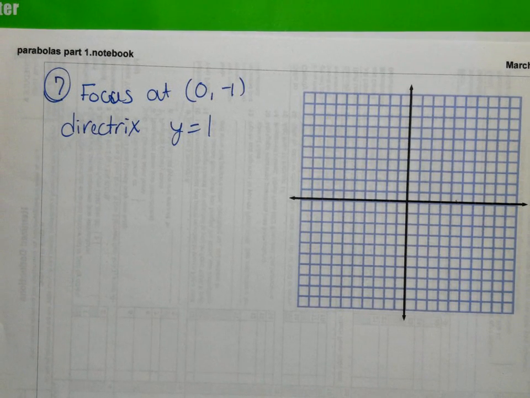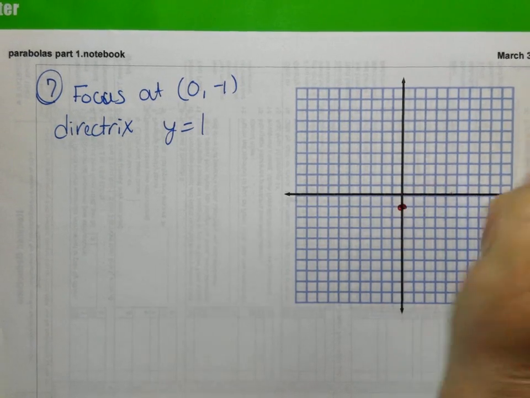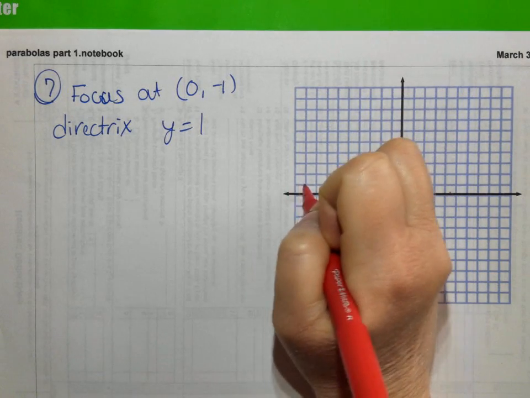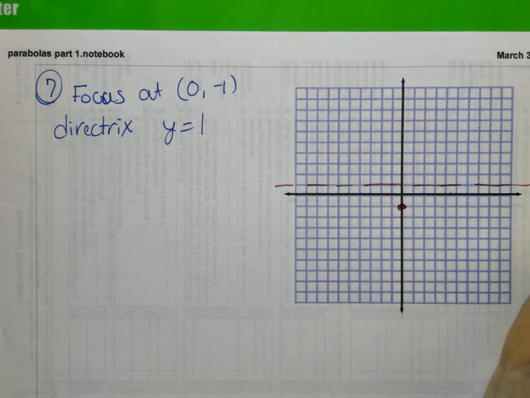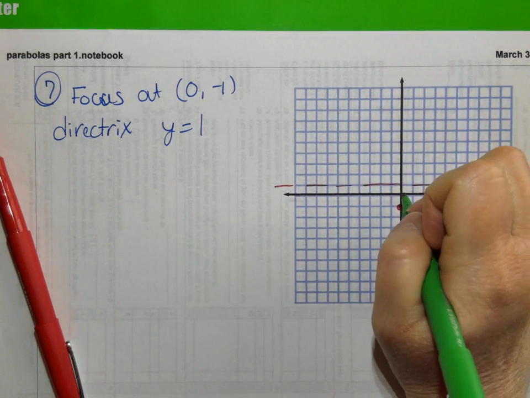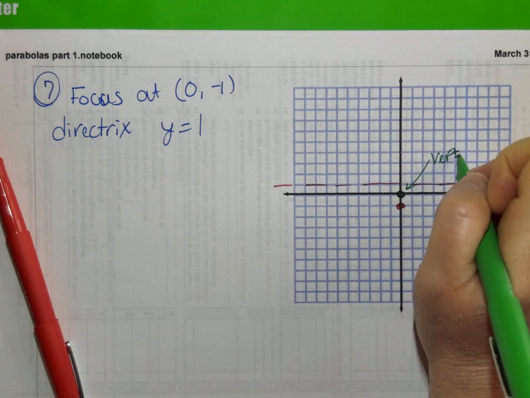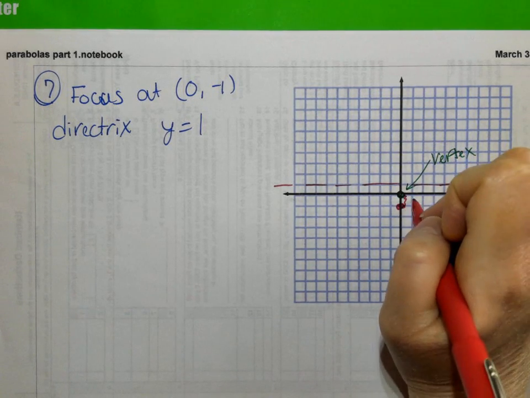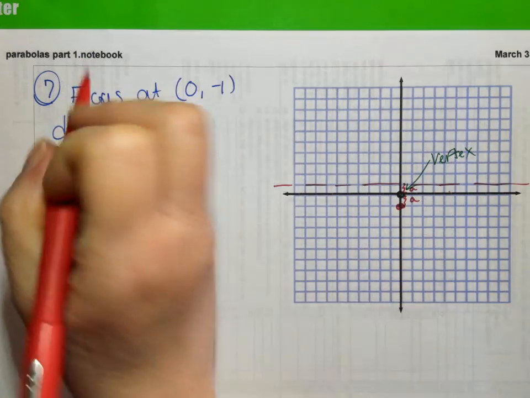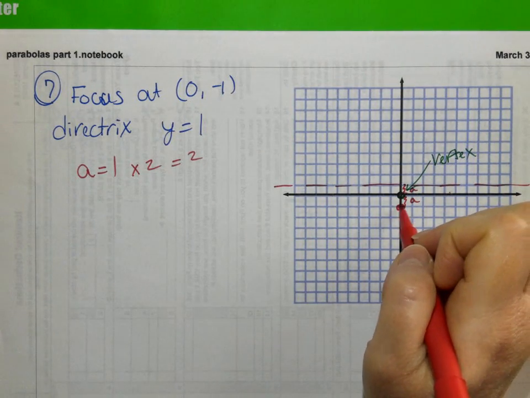Okay, my focus is 0, negative 1. My directrix is y equals 1. That's right here. Okay, what is exactly halfway between them? 0, 0. So my vertex is 0, 0. What does that make A? Well, the distance here is A. The distance here is A. Both of those look like 1. And 1 times 2 is 2. So I'm going to go 2.